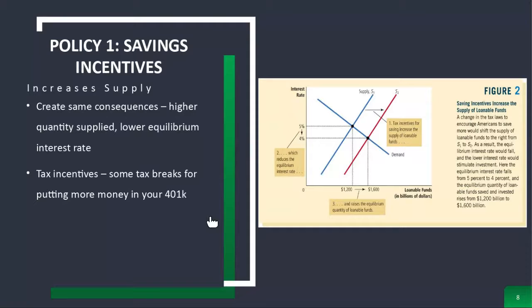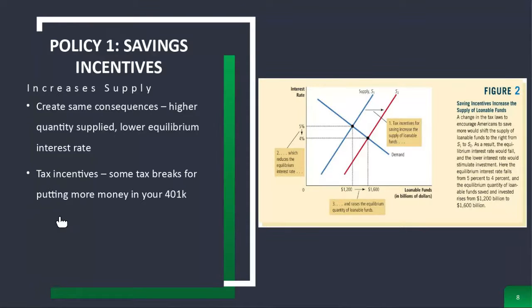Now, there are policies we can use to manipulate and influence the supply in the market for loanable funds and the demand in the market for loanable funds. For example, policy one is a savings incentive. This increases the supply. We shift our supply curve rightward. By shifting our supply curve rightward, it now intersects the demand curve at a lower interest rate and a higher equilibrium quantity of funds supplied.